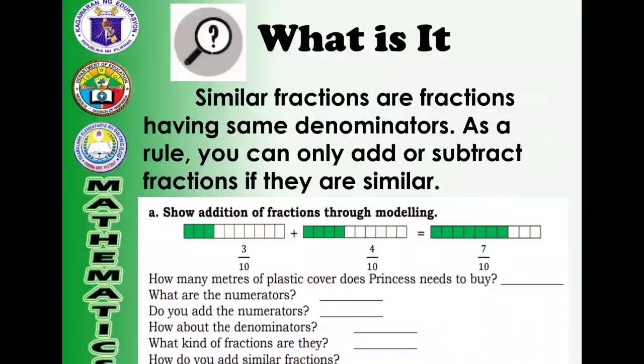Great! Similar fractions are fractions having the same denominators. As a rule, you can only add or subtract fractions if they are similar. There are ways on how to add or subtract fractions. First, show addition of fractions through modeling. As you can see, 3 over 10 plus 4 over 10 is equal to 7 over 10. Now, how many meters of plastic cover does Princess need to buy?